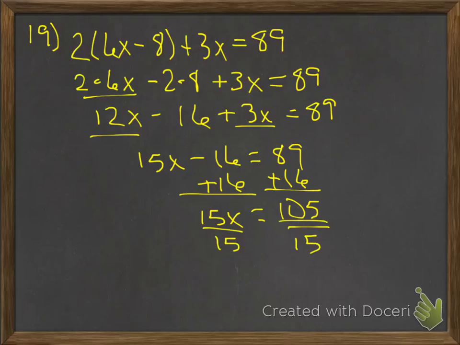Oops, I don't know why I put double divide. Oopsie, sorry. x equals 7. Alrighty, so there you go. So you can follow the steps here. Notice distribute, combine like terms. So distribute, combine like terms, add or subtract, and then you can divide.